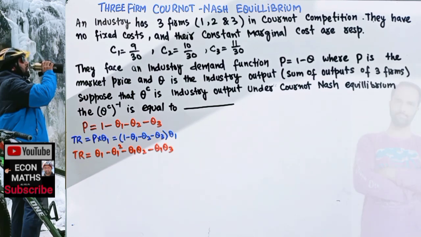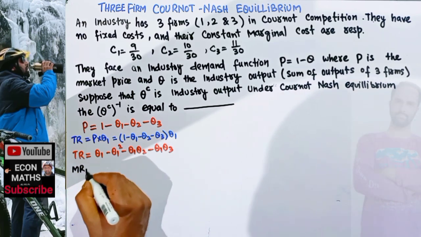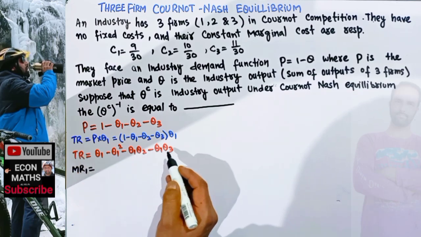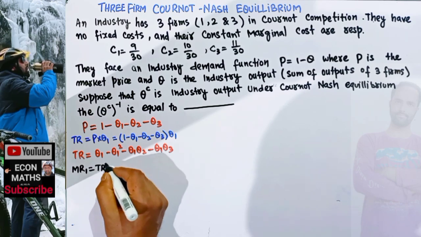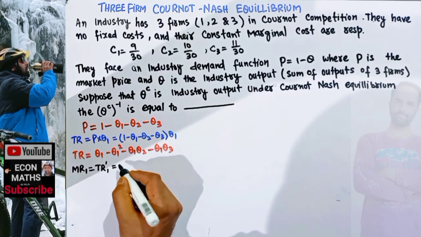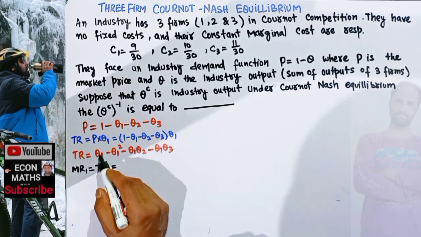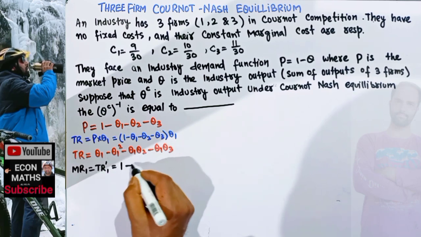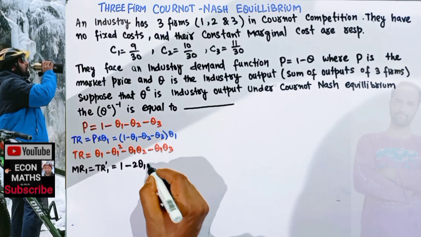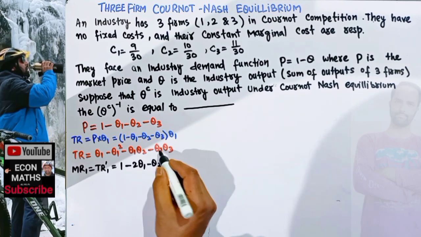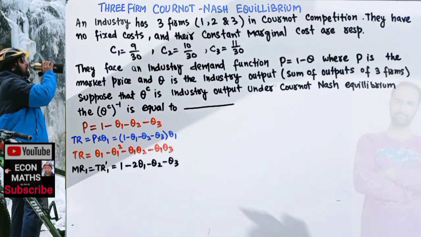Now what is marginal revenue? Marginal revenue of firm 1 will be equal to simply differentiating this with respect to Q1. Let's denote it by TR prime. If I take the partial derivative of this function with respect to Q1, the derivative of Q1 will be 1, the derivative of Q1 square will be 2Q1, the derivative of Q1 Q2 is Q2, and the derivative of Q1 Q3 is Q3. This is our marginal revenue.